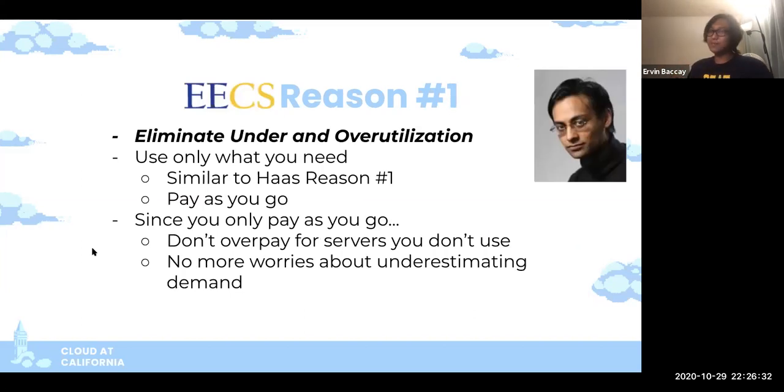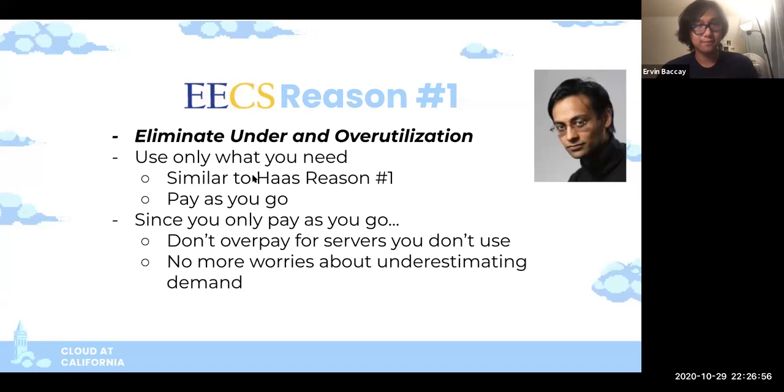Now you have your EECS reasons. So rather than thinking of just the business side, we could think of the implementation or technical side. The first reason is similar to HAAS reason number 1, you pay as you go, which means you don't overpay for servers that you use and you don't have to worry about underestimating demand. So this goes back to the reason of having exactly what you need rather than overpaying or underpaying for something that you don't.